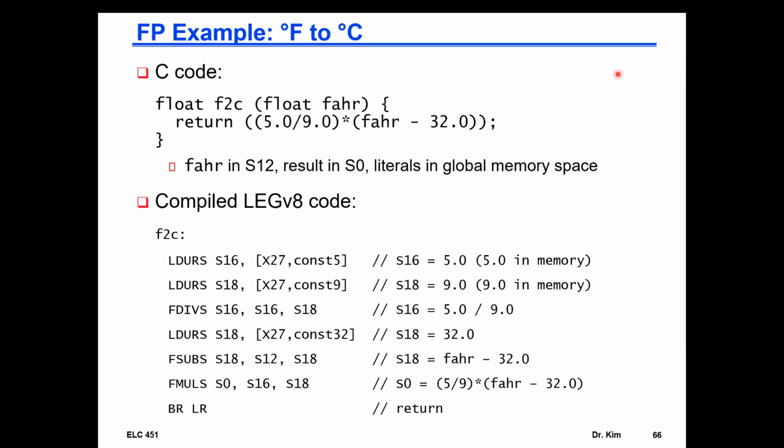So that's an example of how single precision arithmetic would be done. Clearly, these are single precision because the declarations are float. If the declarations were double, then we would change everything to the double precision instructions and the double precision register set.